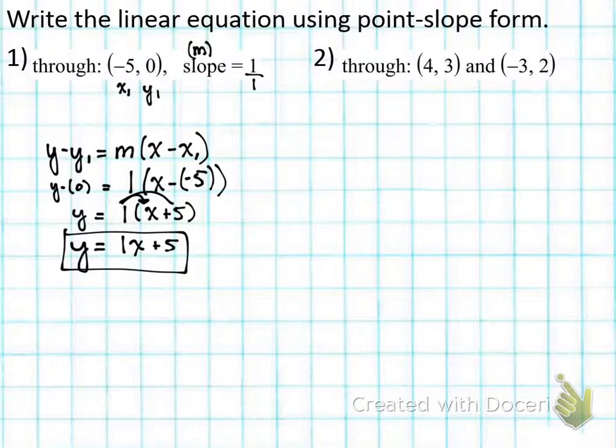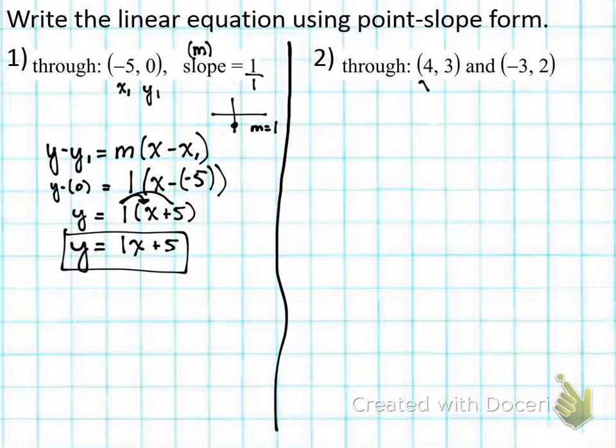Number 2, does it give me a slope? No, it gives me 2 points, but with 2 points I could find a slope, okay? And by the way, you need to know how to do this for geometry. Early next year you're going to be working on this, okay? So we're using this now, and you have to remember it for the future. So we have 2 points here, 4, 3, and -3/2.